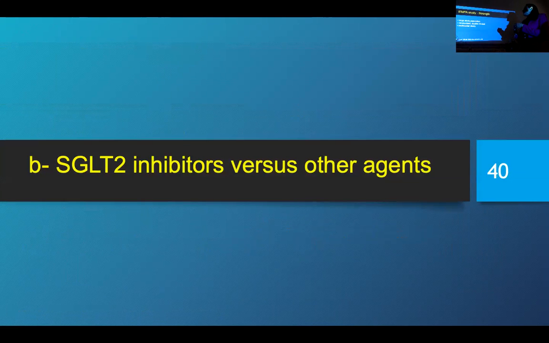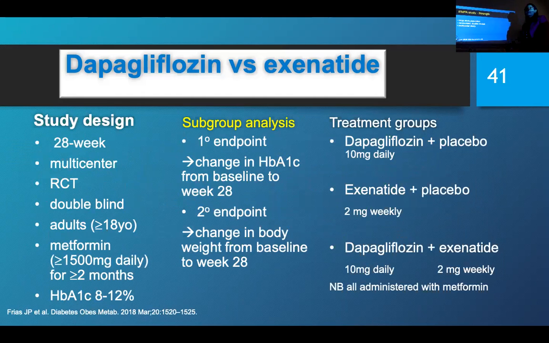Now let's switch and talk about a different study where SGLT2 inhibitors were used against different agents. In this study, dapagliflozin was used against exenatide. So the researchers here used data from the DURATION study, and they extrapolated the data to see what about the subgroup analysis.